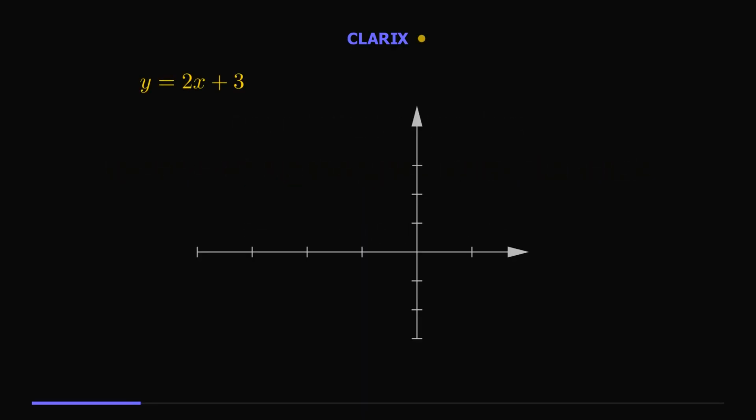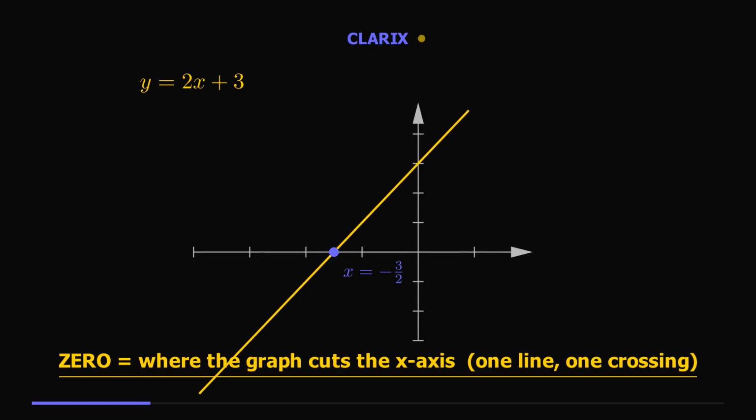Start with the simplest. A linear polynomial like y equals 2x plus 3. Its graph is a straight line, always. And a straight line crosses the x-axis at exactly one point. For y equals 2x plus 3, that crossing happens at x equals minus 3 over 2, which, remember from last video, is exactly the zero of 2x plus 3. So the zero of a linear polynomial is just the x-coordinate where its line cuts the x-axis. One line, one crossing, one zero.